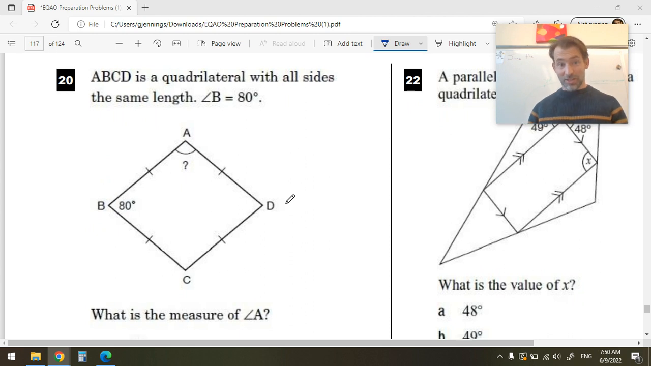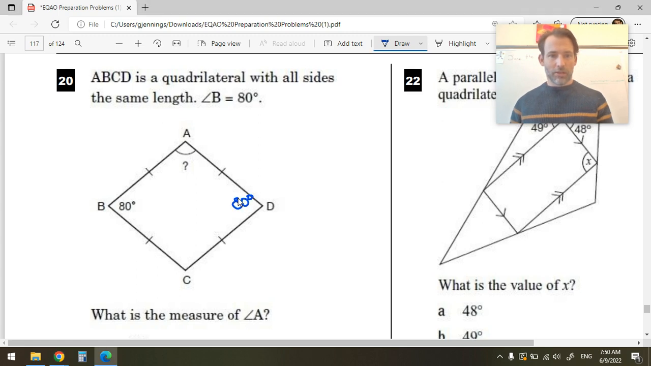And then last one for this video. Question 20. ABCD is a quadrilateral. Again, we're all happy that ABCD has found itself and knows exactly what it is. All sides are the same length, so it's actually a rhombus. All right, and we want to know angle B is 80. We want to know angle A. It's 100. Why? Watch. If that's 80, then this is 80 over here. They're the same because all sides are the same.